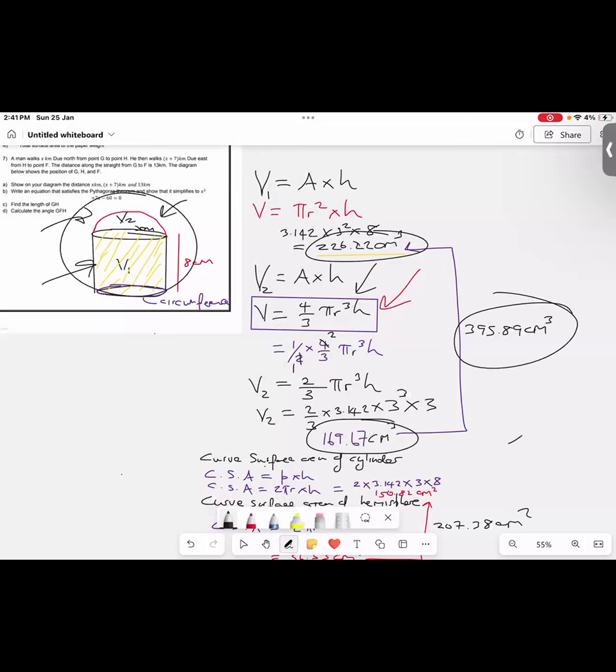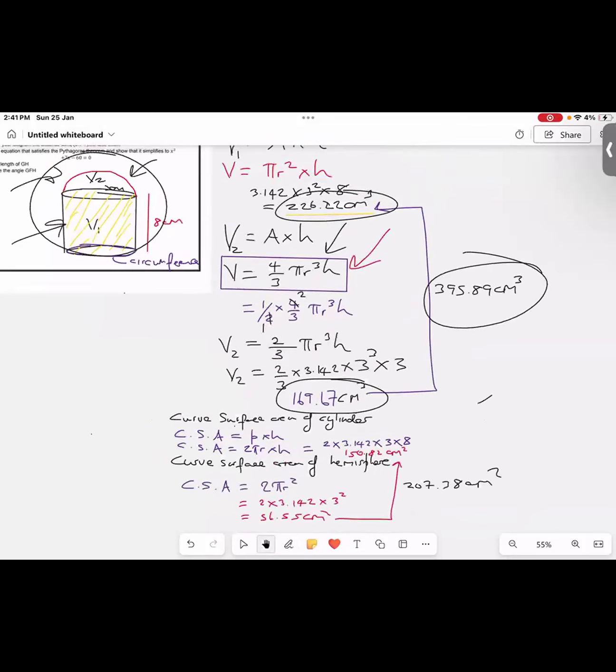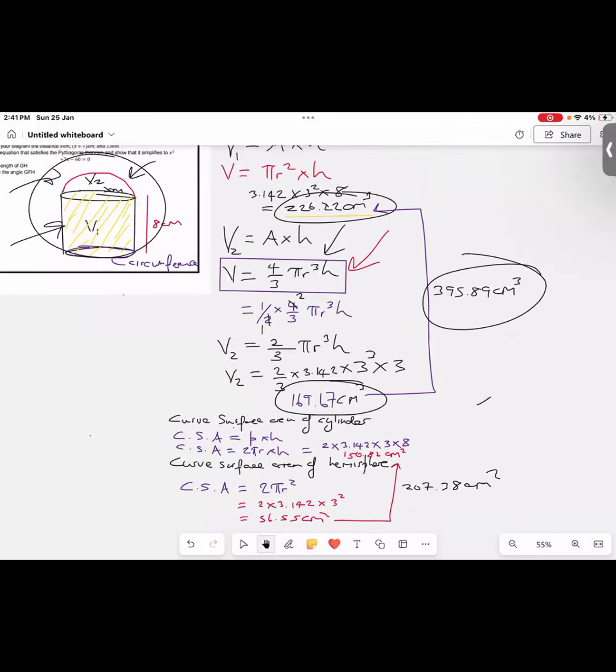Right, I understand that, sir. What I'm asking is the bottom part, what we just did, is that the area down here? Yeah, down here. Right. So that part is the area now. Now we're looking for the curved surface area. Yeah, that's what we're looking for there.